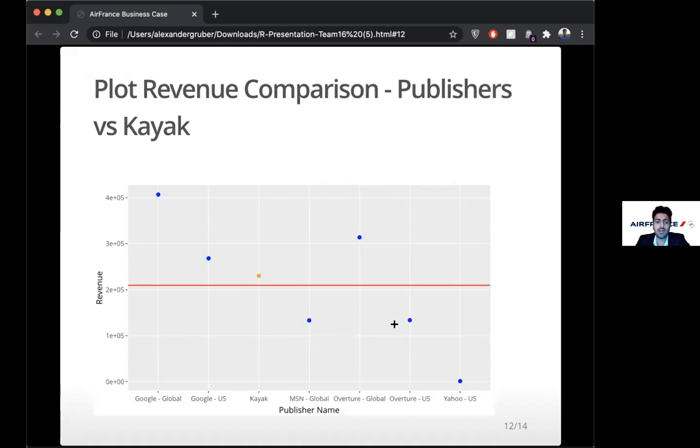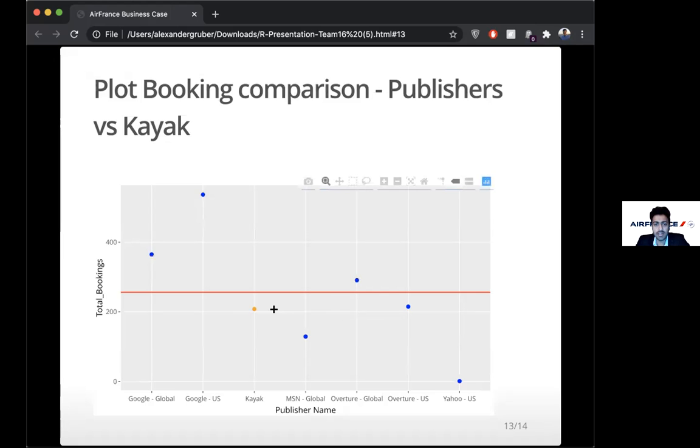After looking at what Kayak generates as revenue, we investigated booking comparison, and as you can see, Kayak on average has fewer bookings than other publishers, but these observations are still over a short period of time.